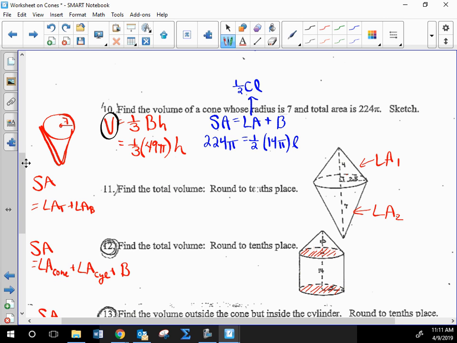What's the area of my base? It's a circle. What's our area of base? Pi r squared. 49 pi. So we need to find the volume, but in order to find volume, we first have to have our height. But I don't know my height. What would I need to find my height? Slant height. If I have my slant height, then I can do the Pythagorean theorem. Do I know my slant height? No, but we can find it. So let's find it.